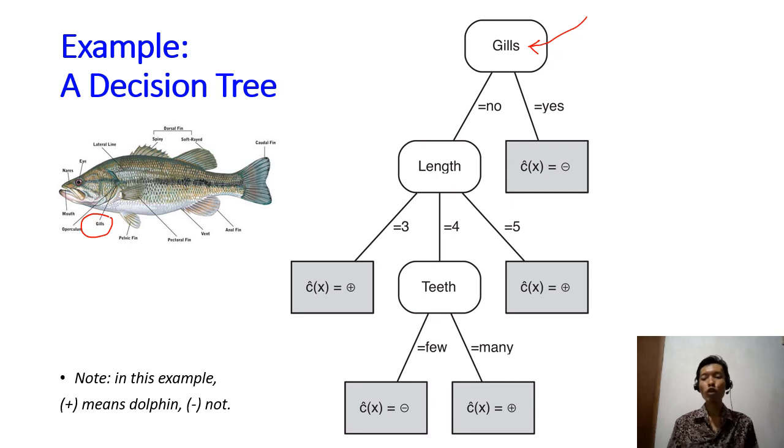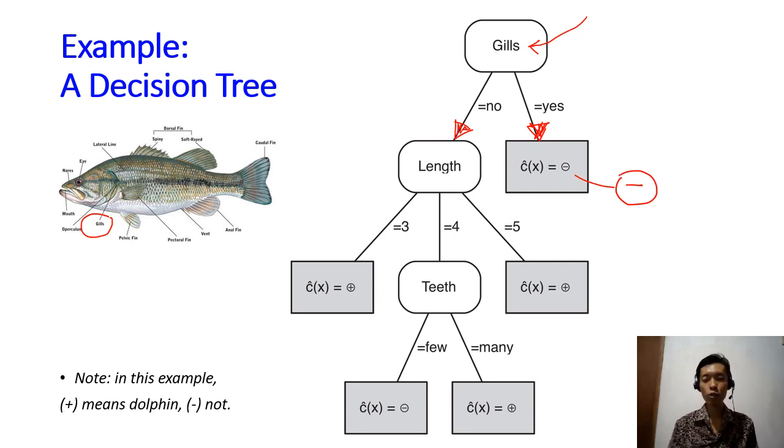Okay, so we look at the fish, and then if it has gills, we go to this branch. If it does not have any gills, then we go to that branch. Suppose it has gills, then we go to this branch here, and the conclusion is that the fish we're looking at is not a dolphin, according to this tree. What about if the fish does not have any gills? So we are going to look at this branch.